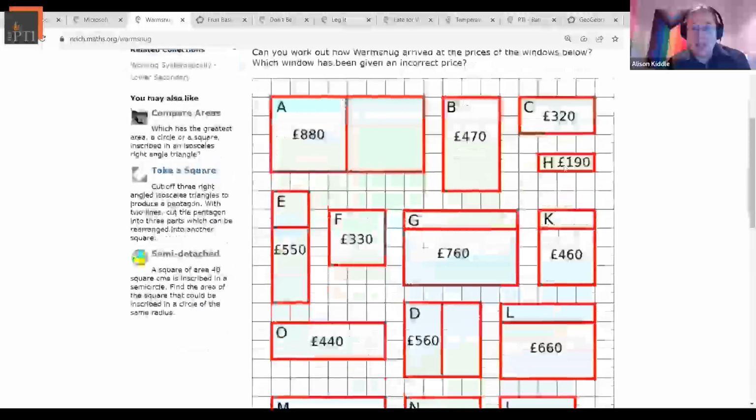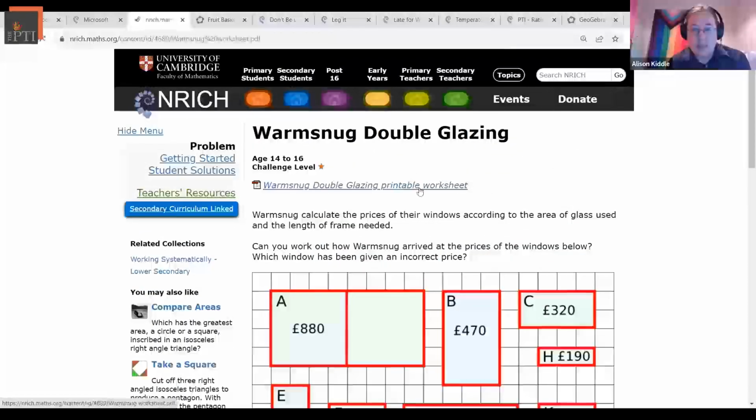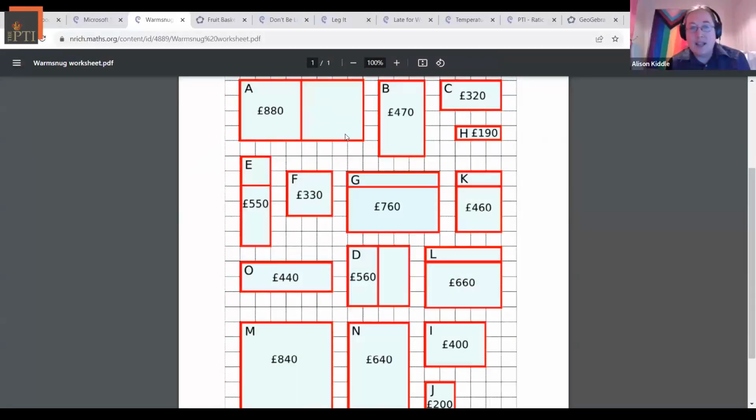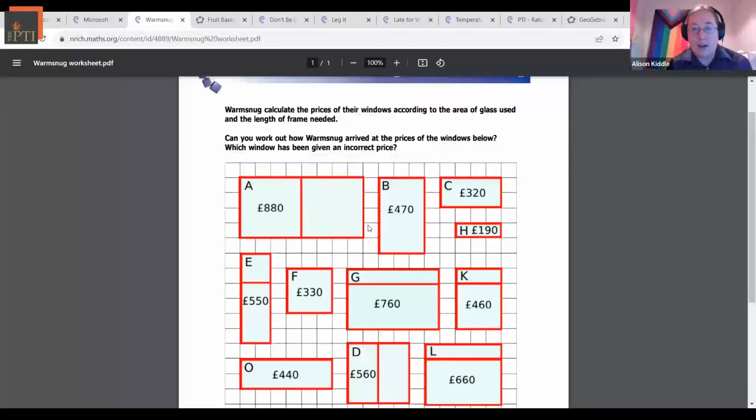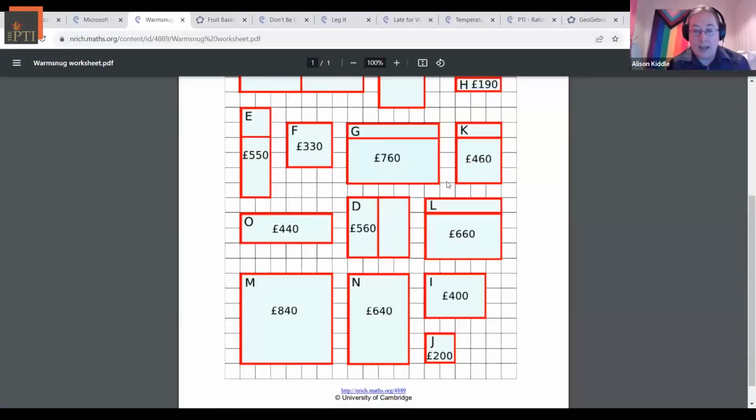The idea behind this problem is you're given, in fact, let me get the worksheet version up because I think it's a little bit easier to see it all. You're given the costs that some different window panes would be, and you know that the price of the window is made up of the amount of glass but also the amount of frame, and the challenge is to work out what the pricing structure is and which one has been given the incorrect price.